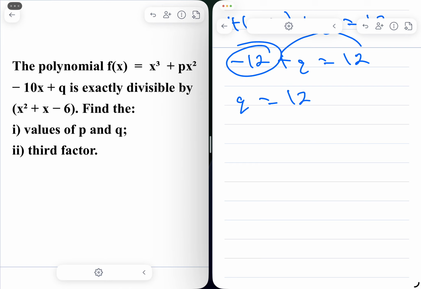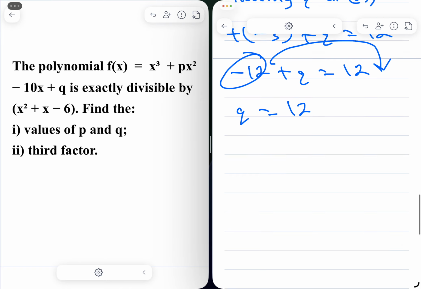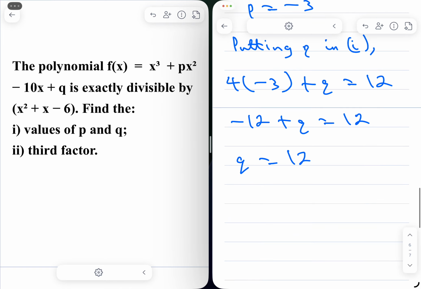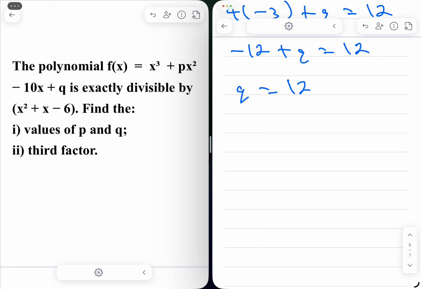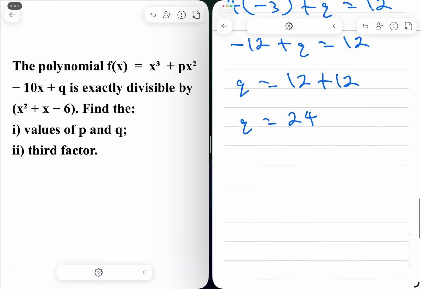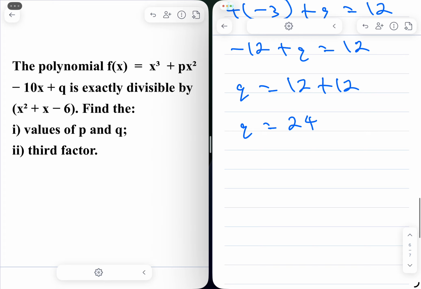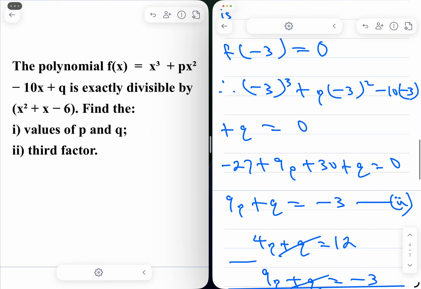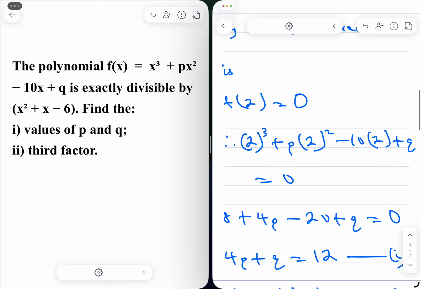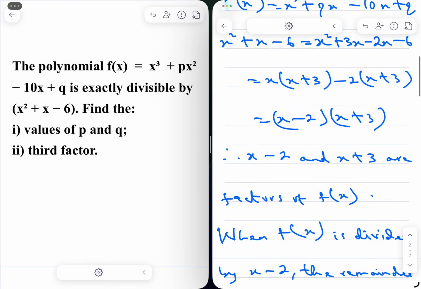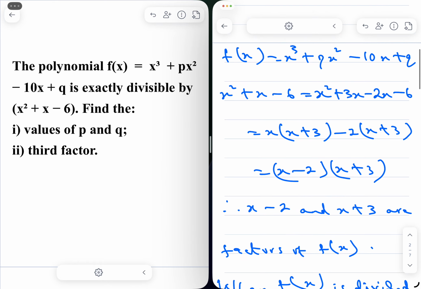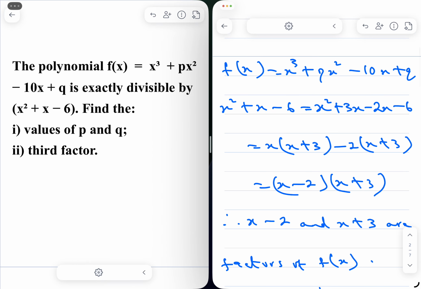When you move this minus 12 to the right hand side, it becomes plus 12. So that means q equals 12 plus 12, which means q equals 24. And that answers the first question that says find the values of p and q. We just answered question Roman figure 1.